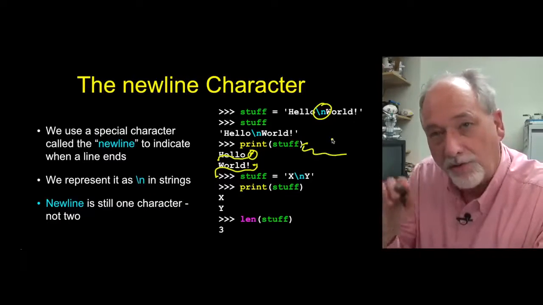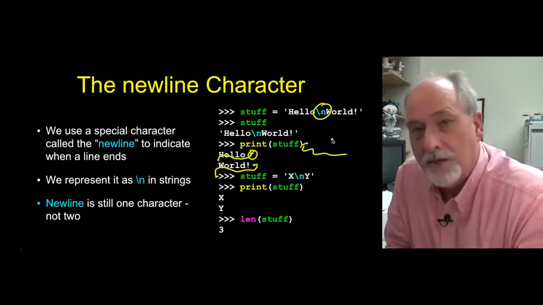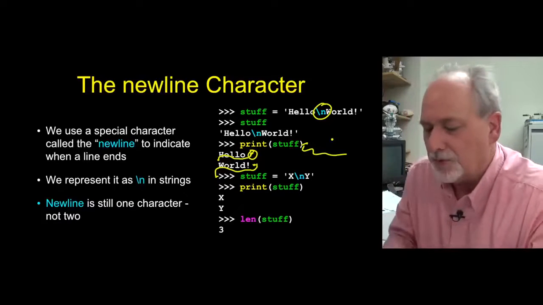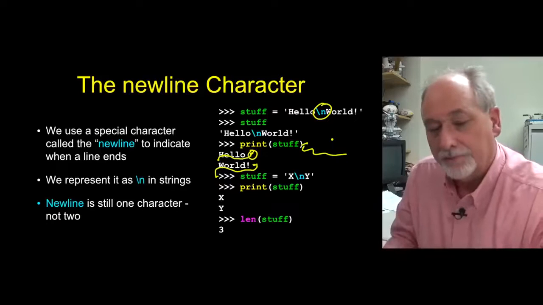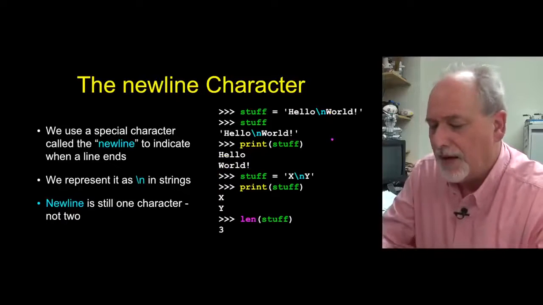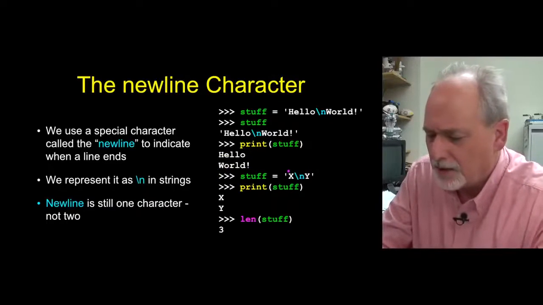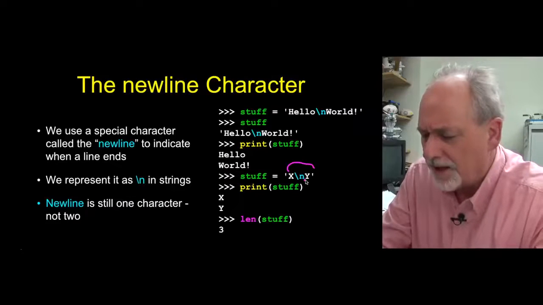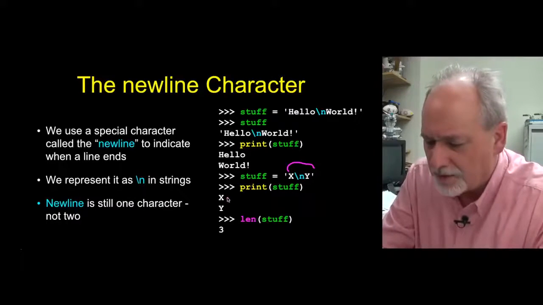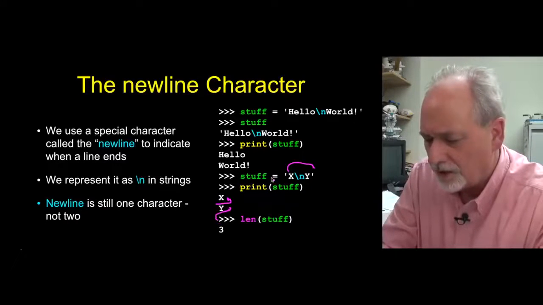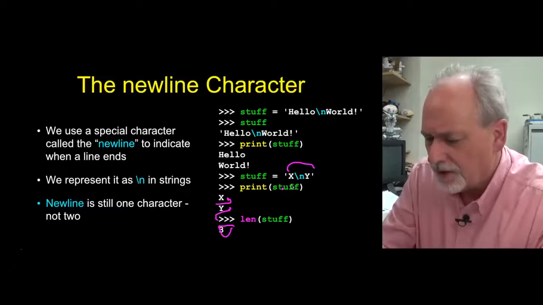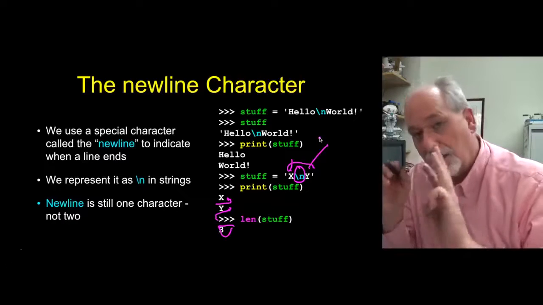There's actually a way to override that \n behavior by putting something on the print statement, which we'll talk about later. Now, it's important to note that the \n is one character. So even though this x\ny prints this, and then print adds another new line to go down to here, if you ask what is the length of this? Well, it's only 3. That's because the x is a character, the \n is a character, and the y is a character. So it's a 3-character string.